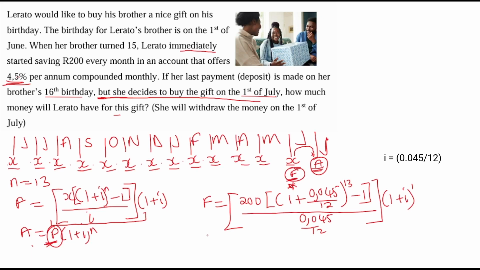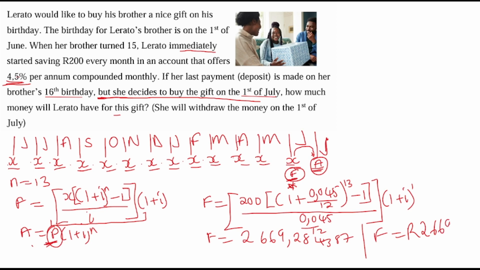And then your value here, F is equal to 2669.284387. So it means F is equal to 2669 Rand and 28 cents.